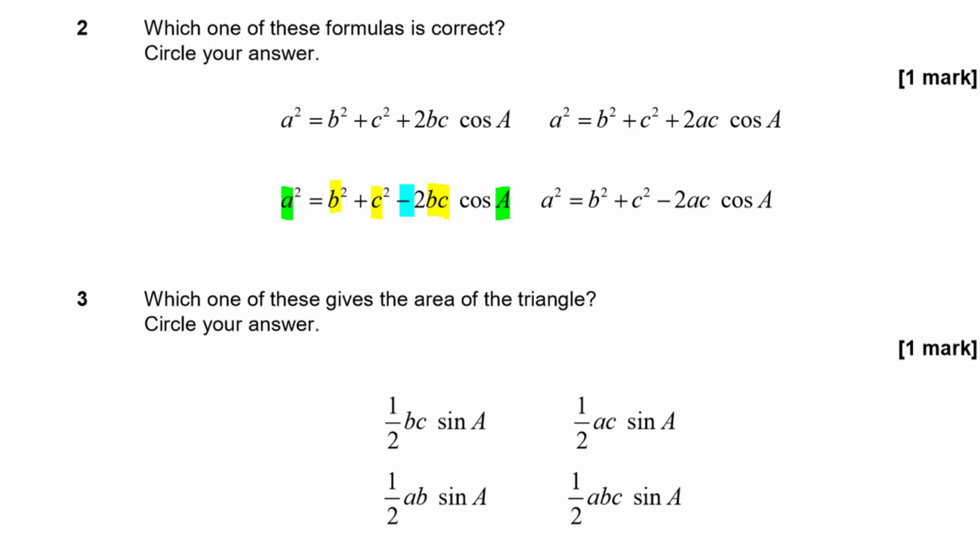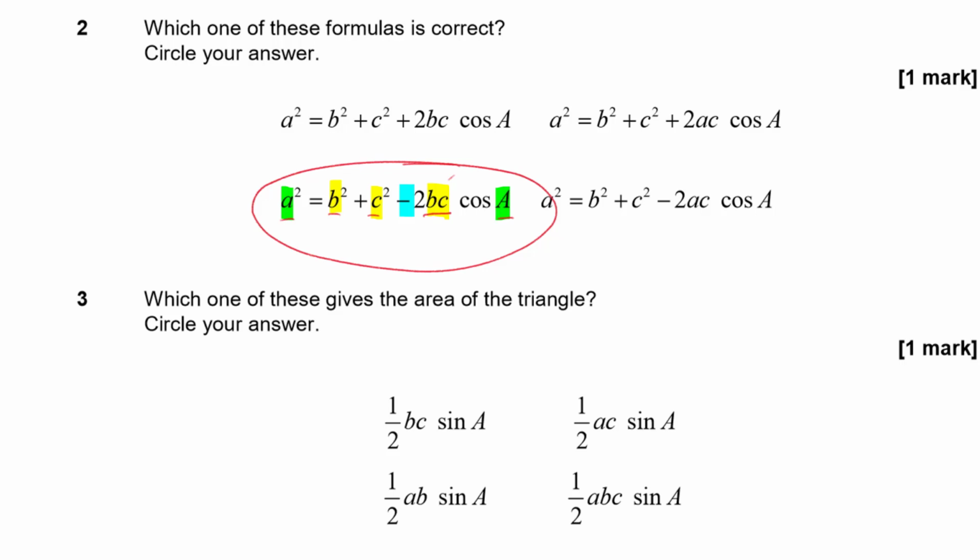Okay, so the correct one is that one there. A squared equals b squared plus c squared minus 2bc cos a. So like I say, that's how I remember it. That one and that one reappear here, and the first one is the same as the last one. Okay, so I am going for that one there.